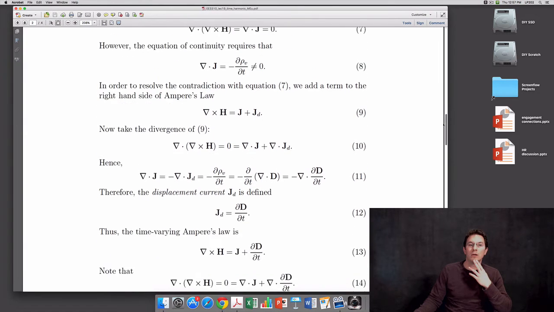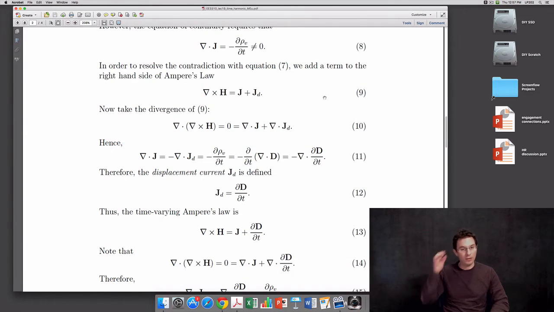In order to resolve the contradiction between the equation of continuity and the magnetostatic Ampere's law, we're going to add a term to the right-hand side of Ampere's law. So we're going to modify Ampere's law to be: the curl of the magnetic field is equal to the impressed current density J, just like before, plus another current density, J sub d. We'll see if we can figure out what the expression for J sub d is. In other words, how is J sub d related to the fields, the electric field and the magnetic field potentially? That's what we need to find out.